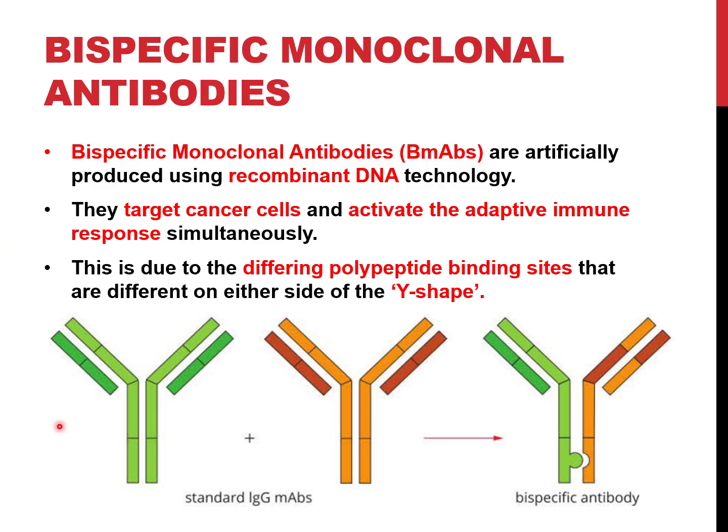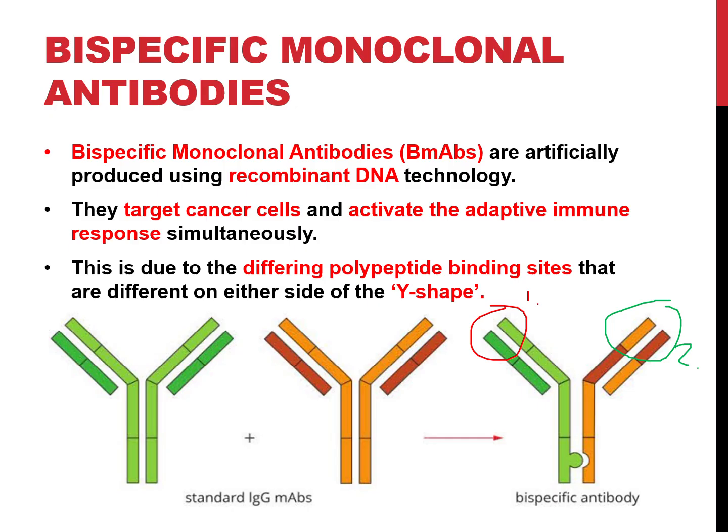So again, we have our two monoclonal antibodies here, standard immunoglobulin G monoclonal antibodies there, and you mix those together with this certain technique, and you get two different active sites. So this is active site number 1, all right? And then this is active site number 2, and it's specific to a different thing, okay?